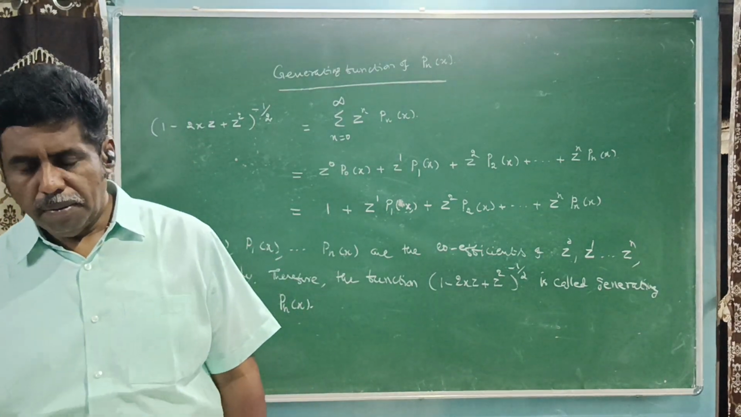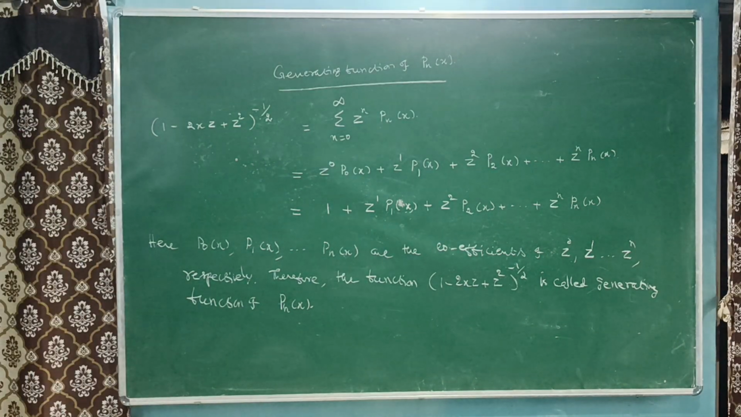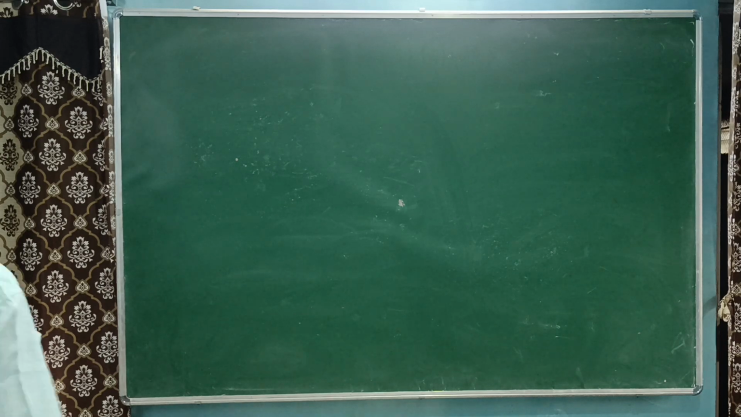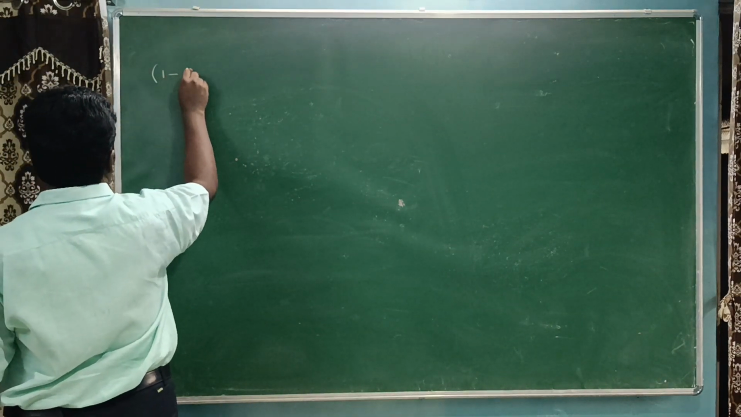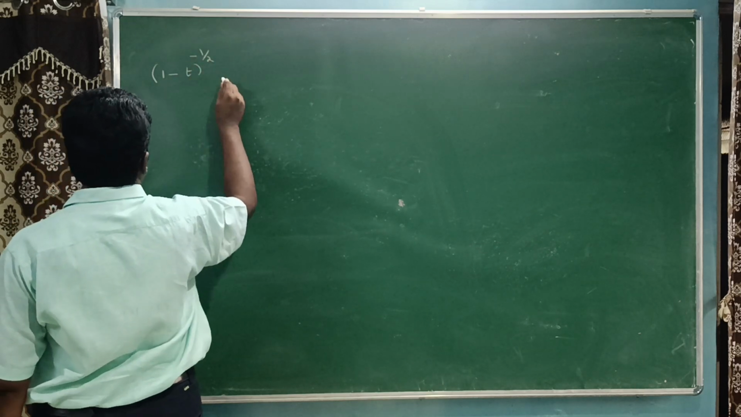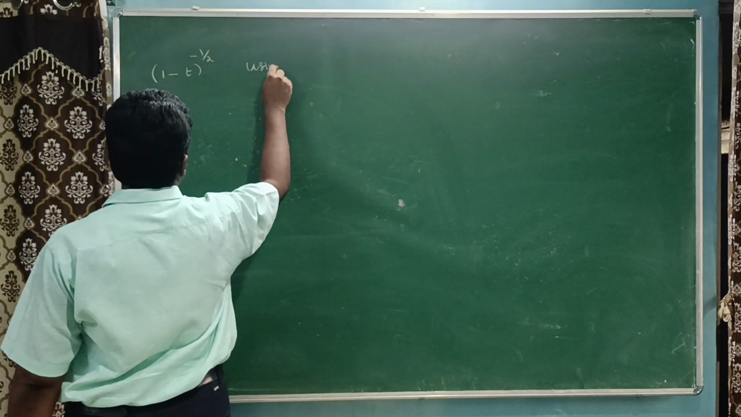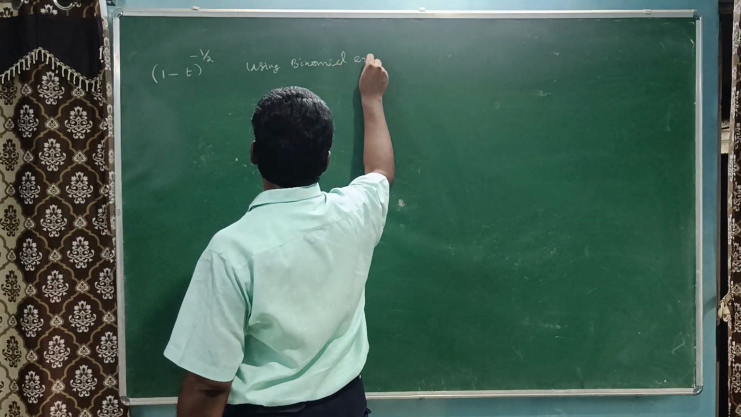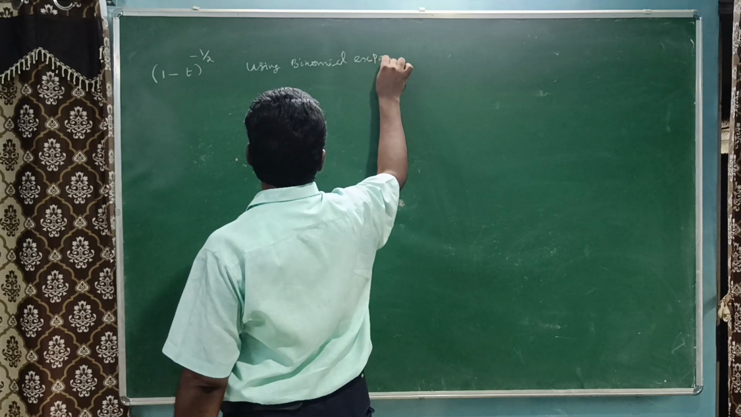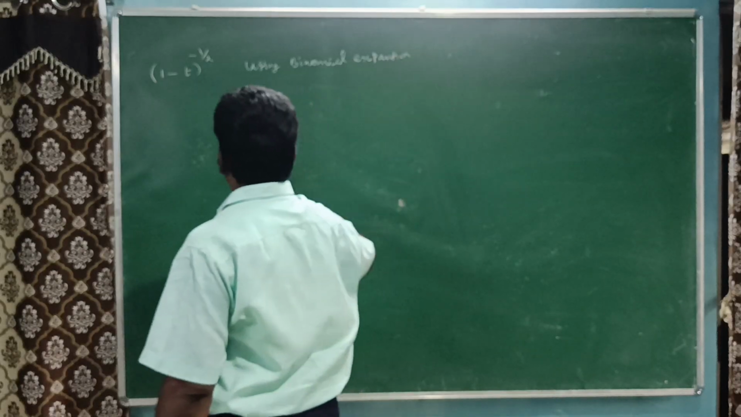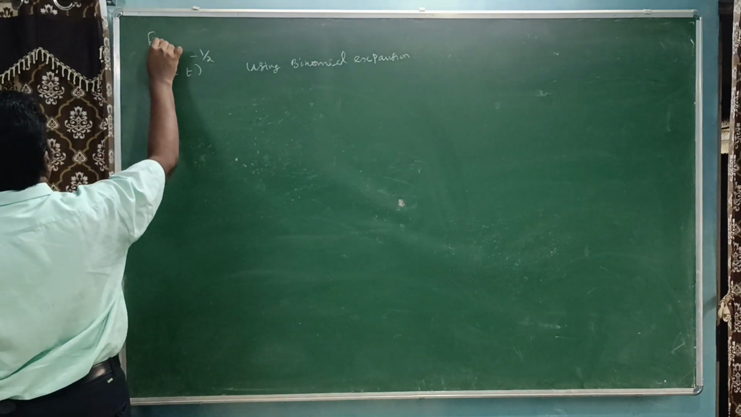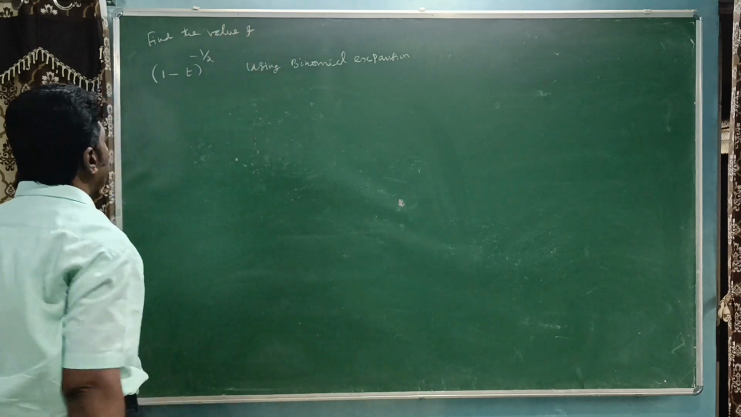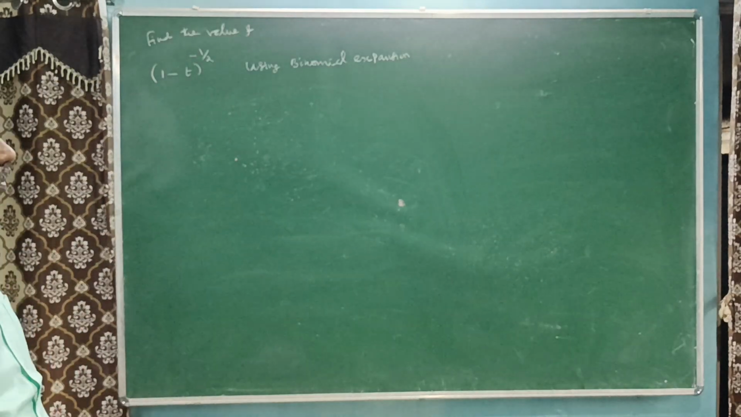For that, we should know the binomial theorem. Now find out the value of (1 minus t) to the power minus half using binomial expansion. Find the value of (1 minus t) to the power minus half using binomial expansion.